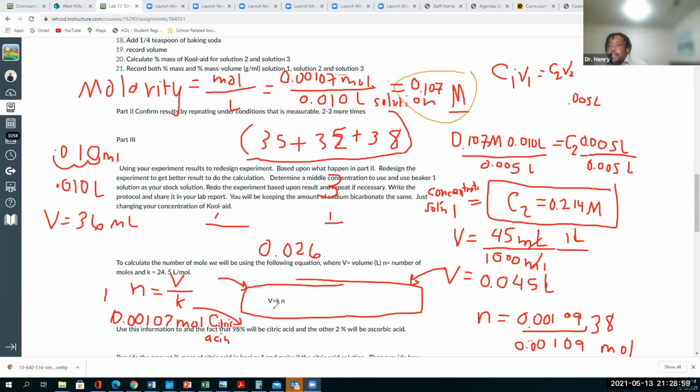So when you plug it in here, what did you end up with? And also remember that you have to change your milliliters into liters. Oh, wait, I didn't see that in red. The N equals V over K. Never mind.